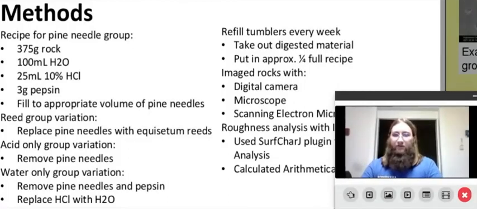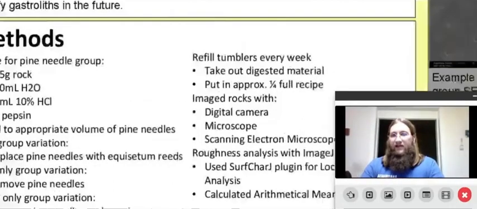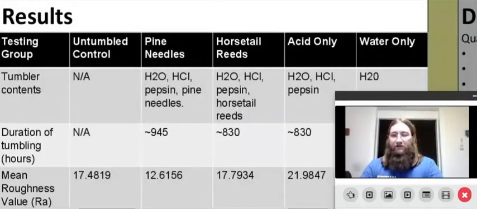After the rocks were done tumbling, I imaged each group using a digital camera, a microscope, and a scanning electron microscope, or SEM. I then used the SurfCharJ plugin for the software ImageJ to quantitatively analyze the SEM images. It measured the arithmetical mean deviation, or RA values, meaning the difference between the peaks and the valleys of the image's topography. In this table, you can see each group's contents, duration of tumbling, and the mean roughness value of the group. Unfortunately, my duration values are uneven, as you can see.